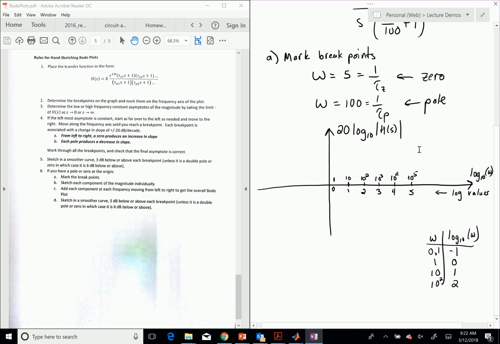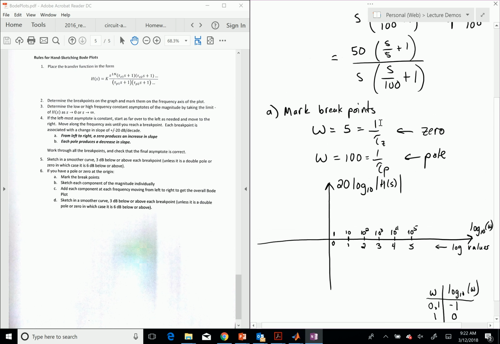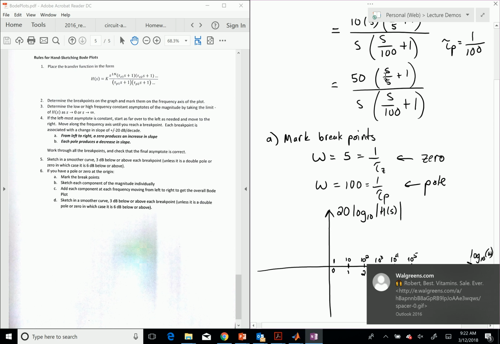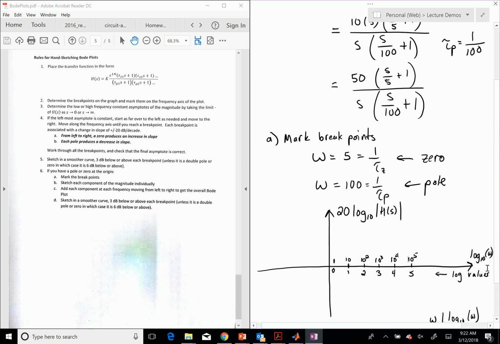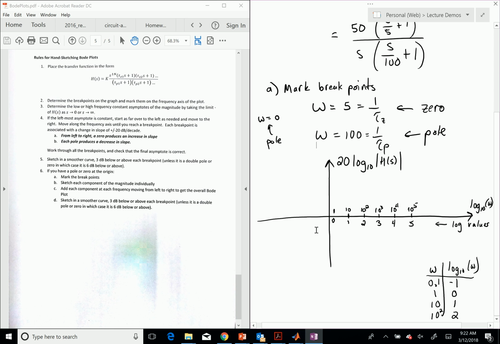All right, now I did that for a reason, right? A couple of breakpoints that I see here. I actually left one out. I see pretty clearly that I've got one at 5 and one at 100. But I also have one at omega equal to 0, and this is a pole. Now, omega equal to 0, if we look at this, is all the way back at negative infinity. So let me keep going on this to see if we can figure out how to accommodate that.